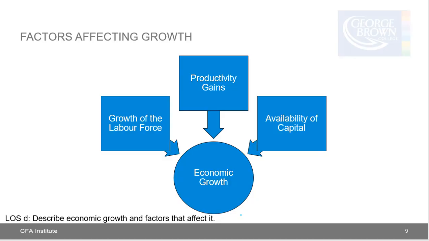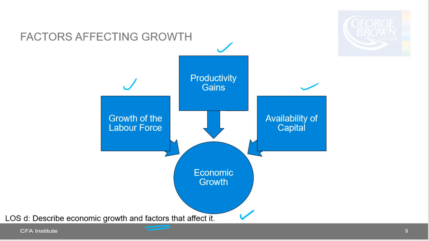Learning outcome statement D is describe economic growth and factors that affect it. So you can see here we've got three factors: growth of labor force, productivity gains, and availability of capital. Economic growth is measured by the percentage change in real output, usually real GDP for a country. Real GDP measures the products and services available to the citizens of that country. Real GDP per capita is a useful measure to assess changes in wealth and living standards.